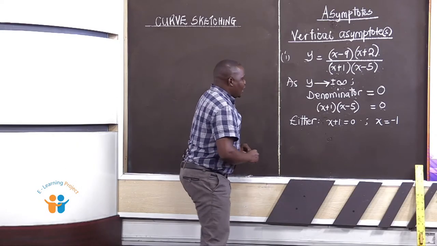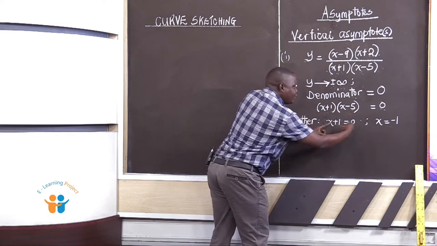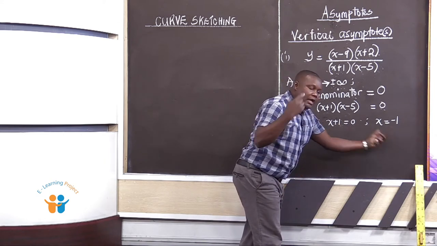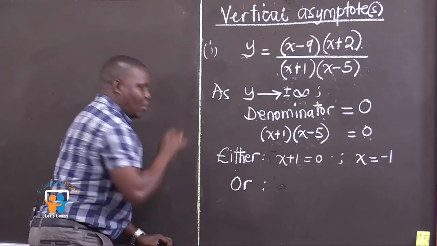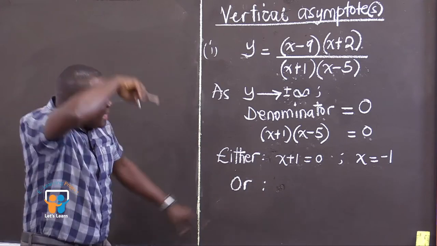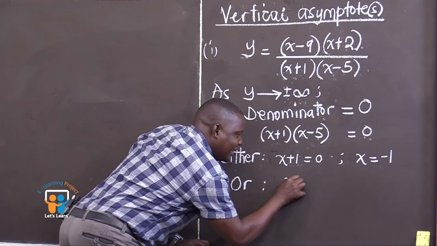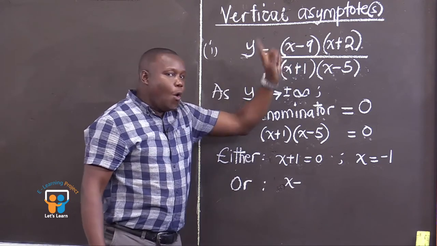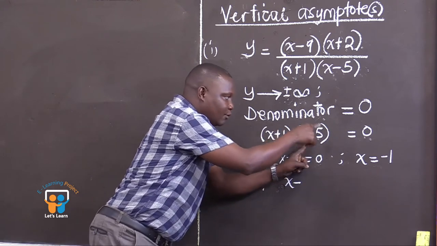Now let's move on. You see, we had 2 of them. Now we've taken this one here equal to 0. We've seen when we handle that one, we get negative 1. All right. Now let's also say, or, either this one is zero, or our x minus what? Is it x minus 9? No. We still take this one here, isn't it? So we have x minus 5.